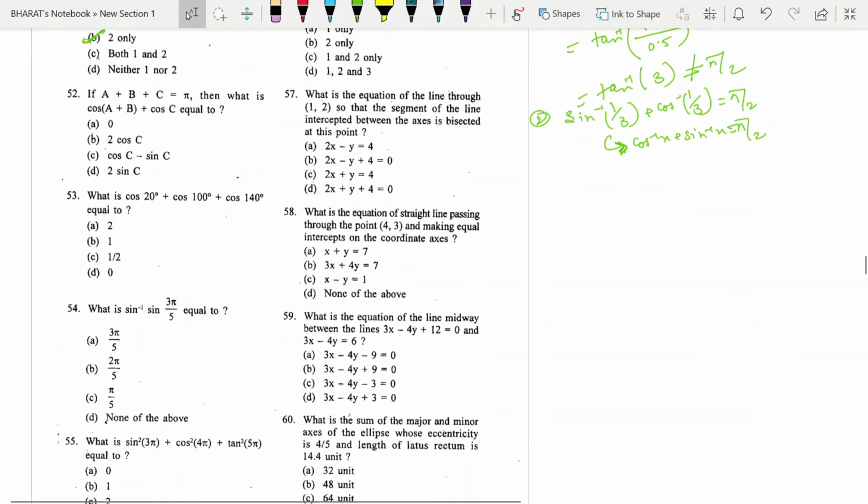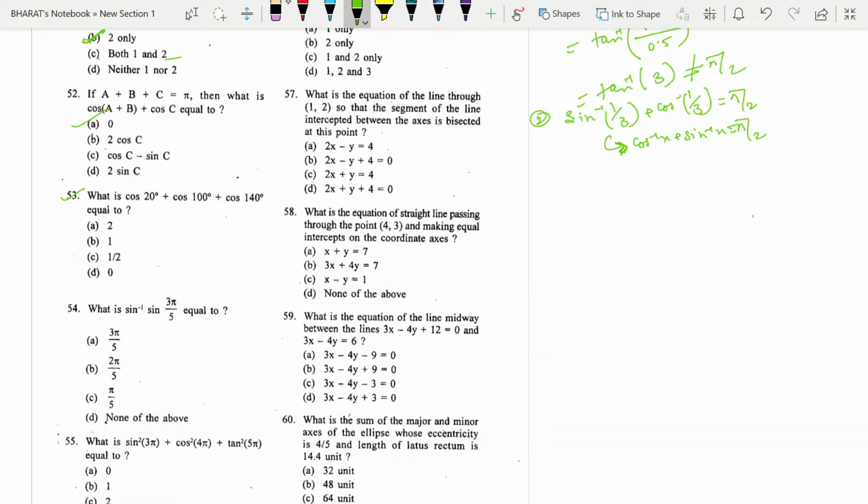Move to question number 52. What it says is A plus B plus C is equal to pi. Then what is the value of cos(A+B) plus cos C? If you know very well, cos(A+B) can be written as cos(180 degree minus C) plus cos C, that will be equal to minus cos C plus cos C, that is equal to 0.